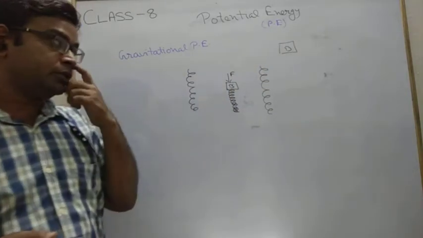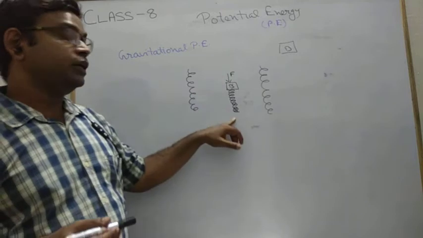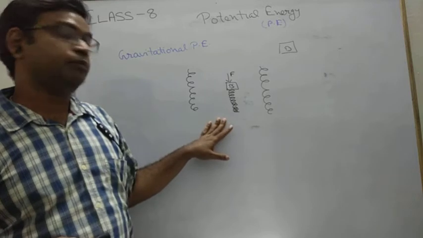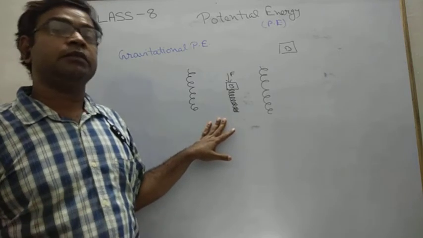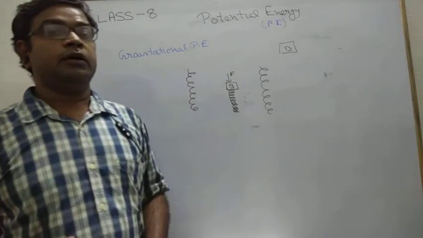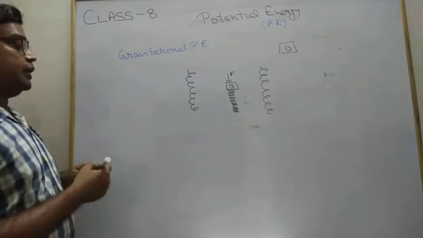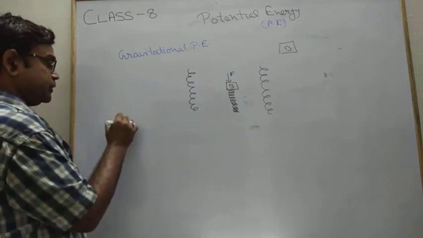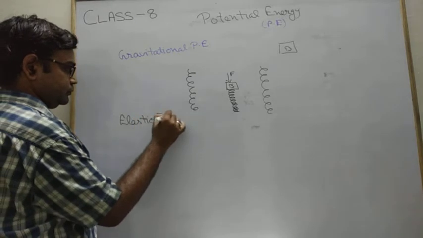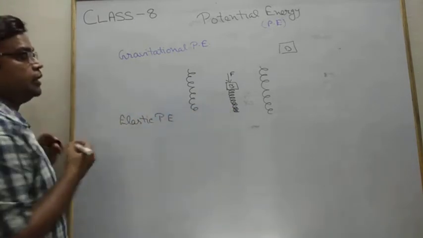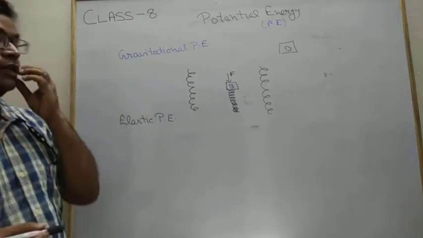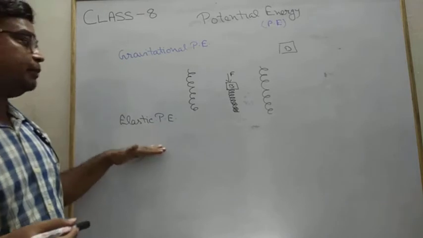This example shows that when we compress the spring, some energy is stored in the spring. According to the position of the spring, it is a potential energy. But if we consider the type of energy, actually it is elastic potential energy. It is an example of elastic potential energy. Raising the duster is an example of gravitational potential energy. Now we discuss the subtypes of potential energy.